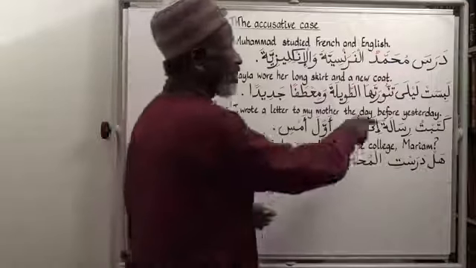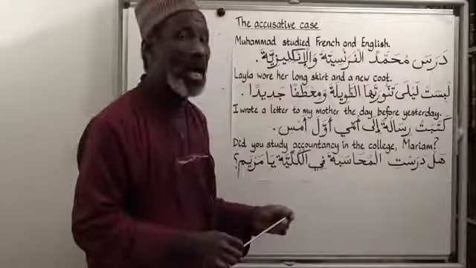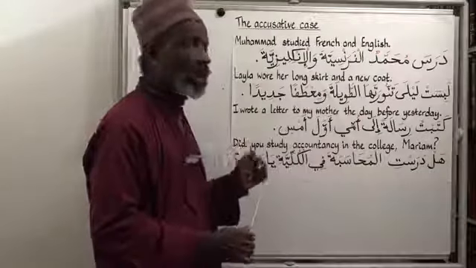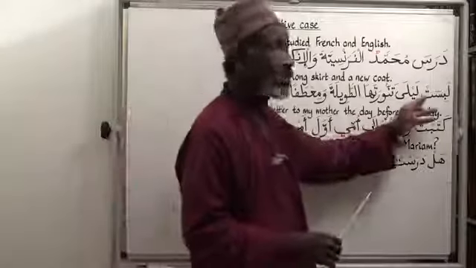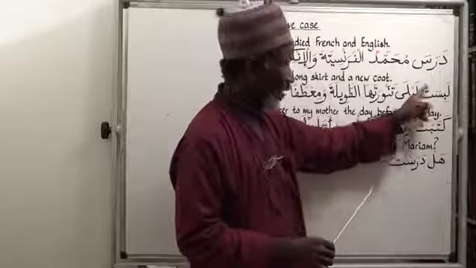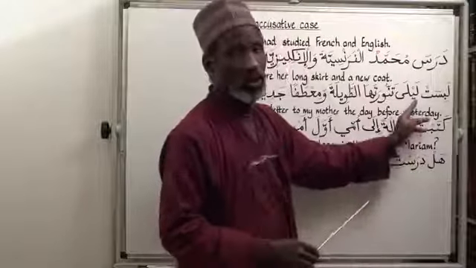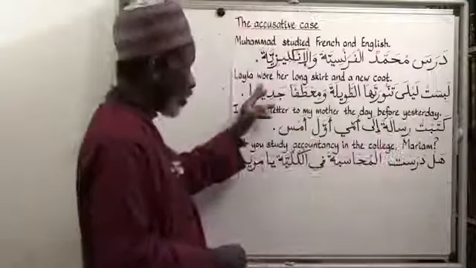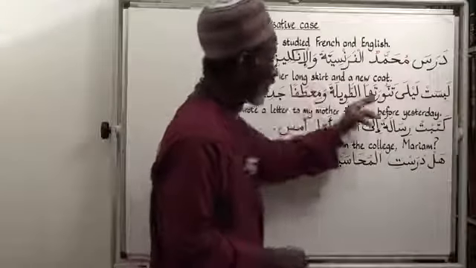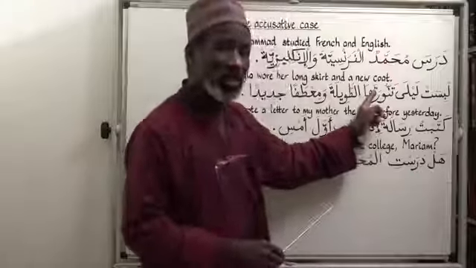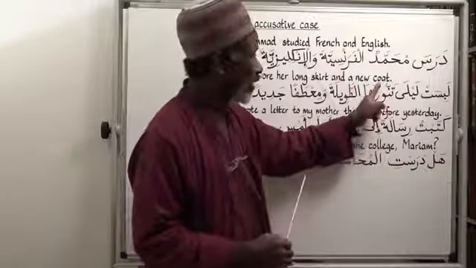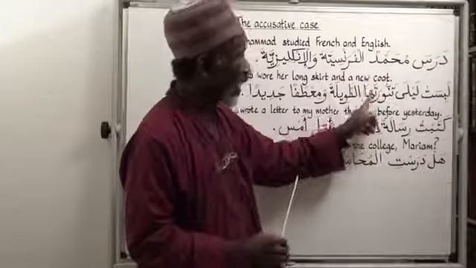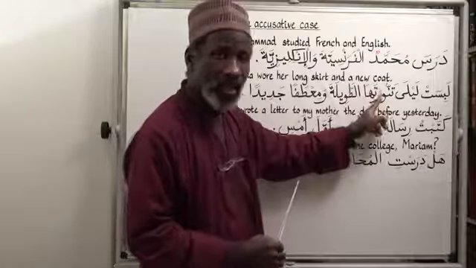Next one. لبست ليلى تنورتها الطويلة ومعطفا جديدا. Let's analyze this. We have labisat, that's she wore. We have the ta with sukun. Layla is the subject. In English, we start with the subject. We say Layla wore her long skirt. Tanurata, skirt here, is the object. Hence it's carrying the fatha. Tanurata. Then it is tanurata, her skirt.